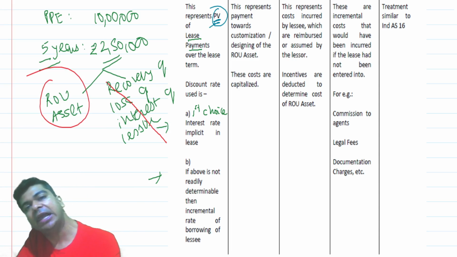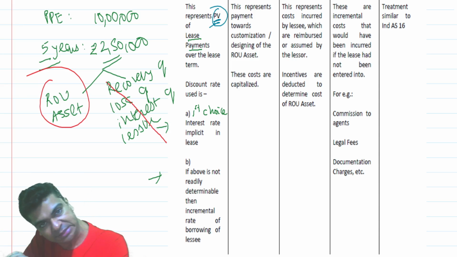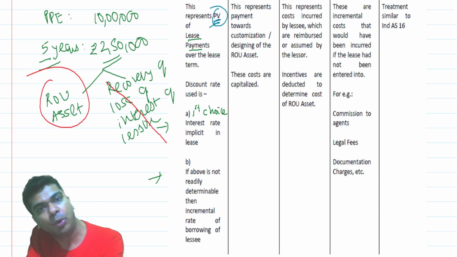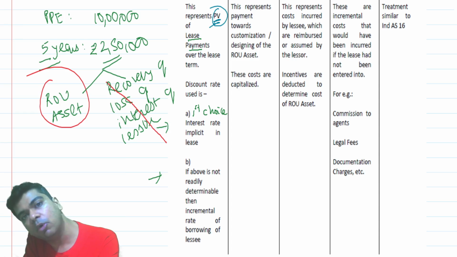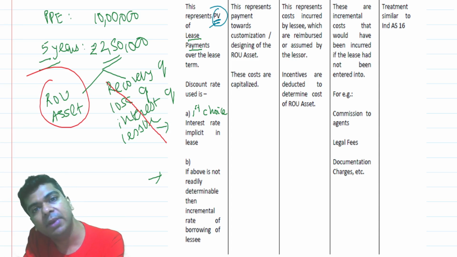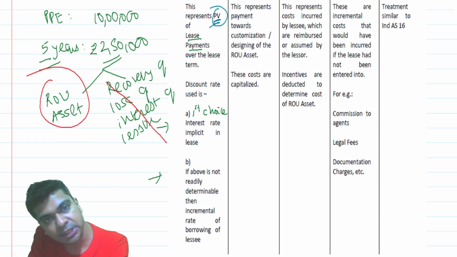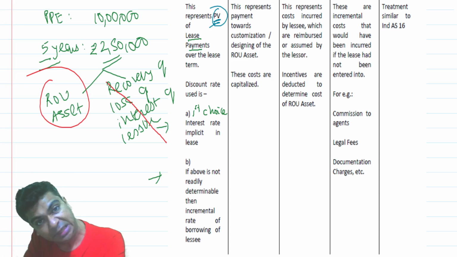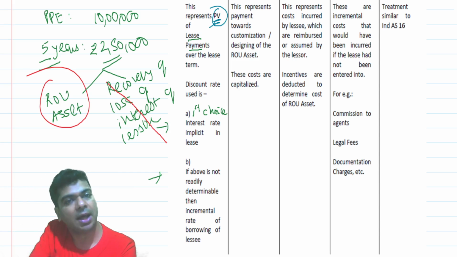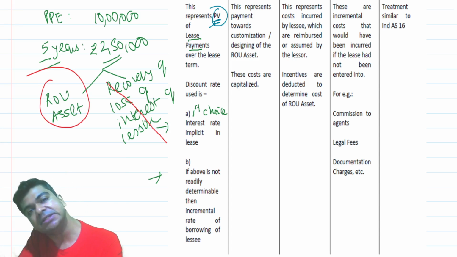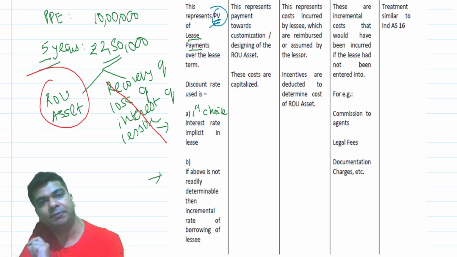So because you are calculating the cost of the ROU asset, it is necessary that the lease payments are discounted and brought to their present value. The moment you are doing this, you are eliminating the interest element. And the moment the interest element is eliminated, I realize as a lessee that what am I really paying towards the ROU asset. Since you are calculating the cost of the ROU asset, present value of these lease payments is the first item that I will consider.